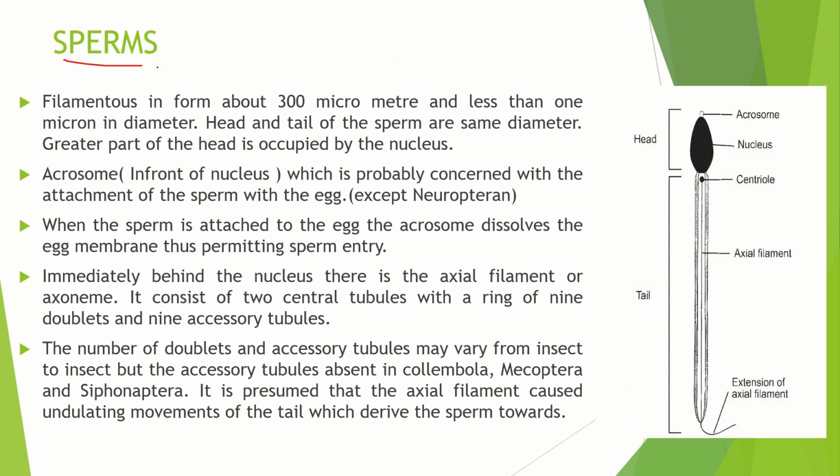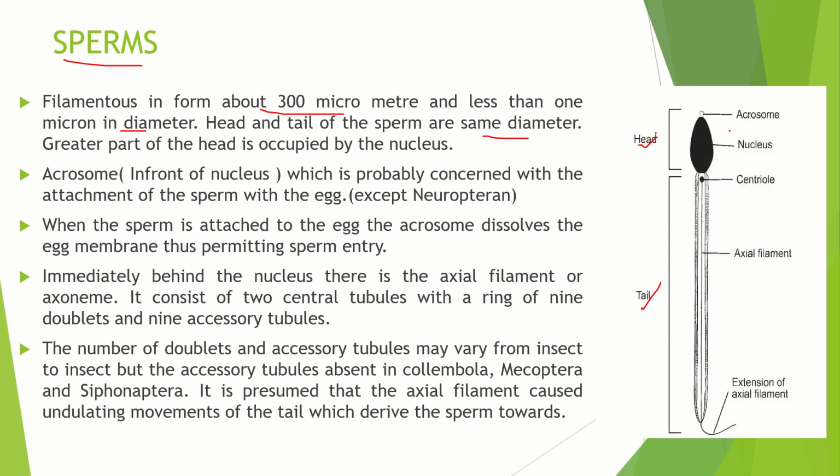Next, basically what is sperm? Sperm is filamentous in form, about 300 micrometers long and less than 1 micron in diameter. Head and tail are present. The head portion and the tail portion of the sperm are basically the same diameter.